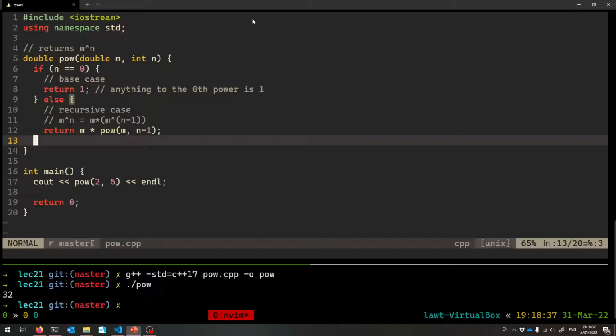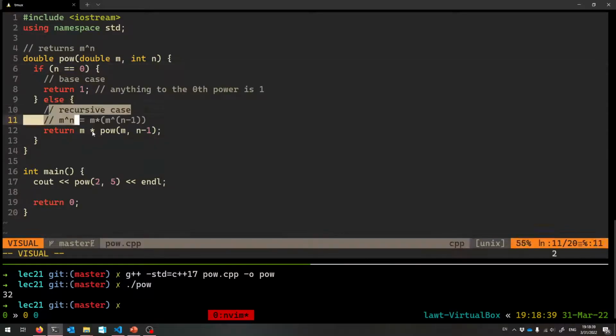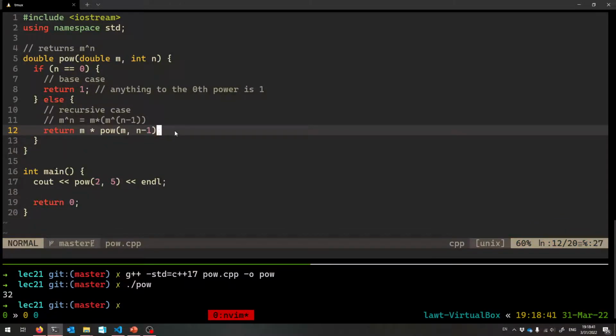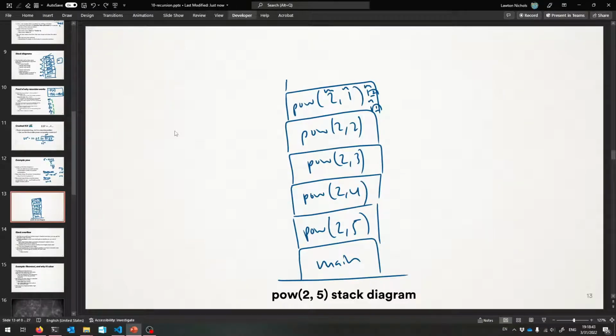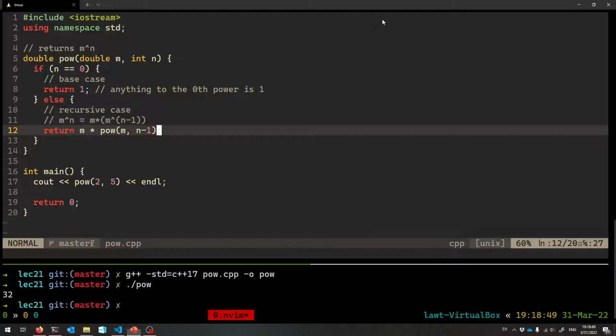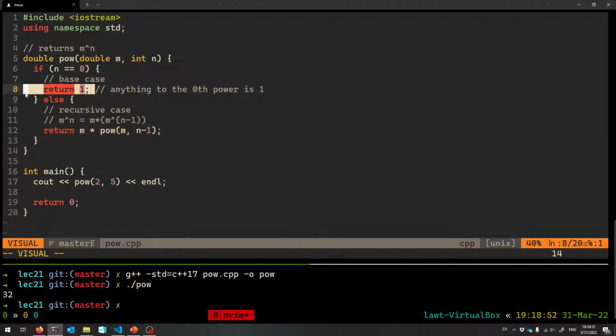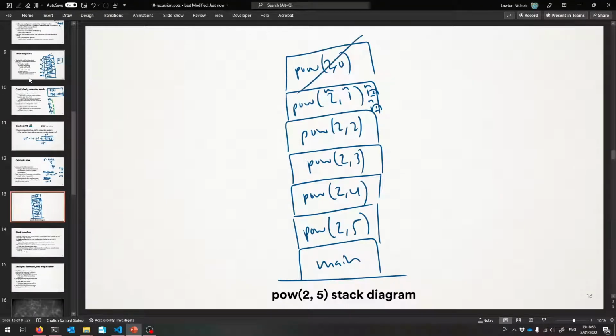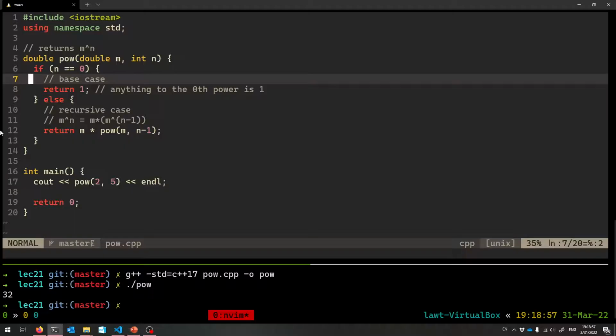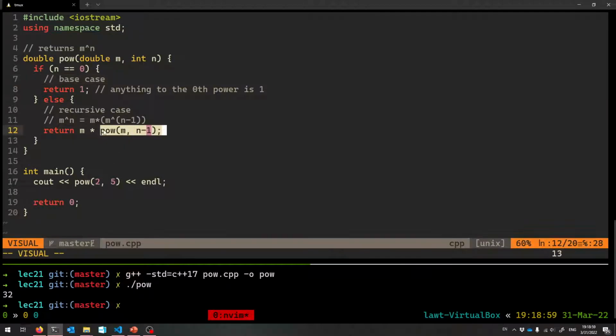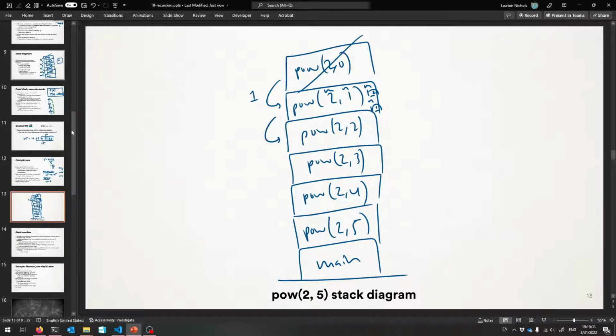So pow of 2 to the 1, again, n's not 0. It'll try and compute 2 times 2 to the 0. So it's got to go off and compute pow of 2 and 0. And then finally, that's the base case. It can give back its answer of 1. Bam, my answer is 1. Pow of 2 to the 1 was sitting right here waiting on pow of 2 to the 0. It can multiply its 2 by that answer and give it back. So it gives back 2.